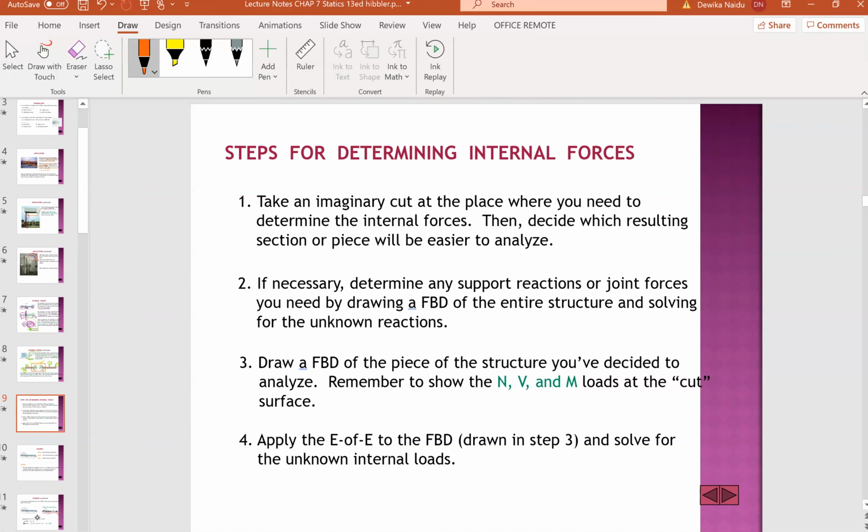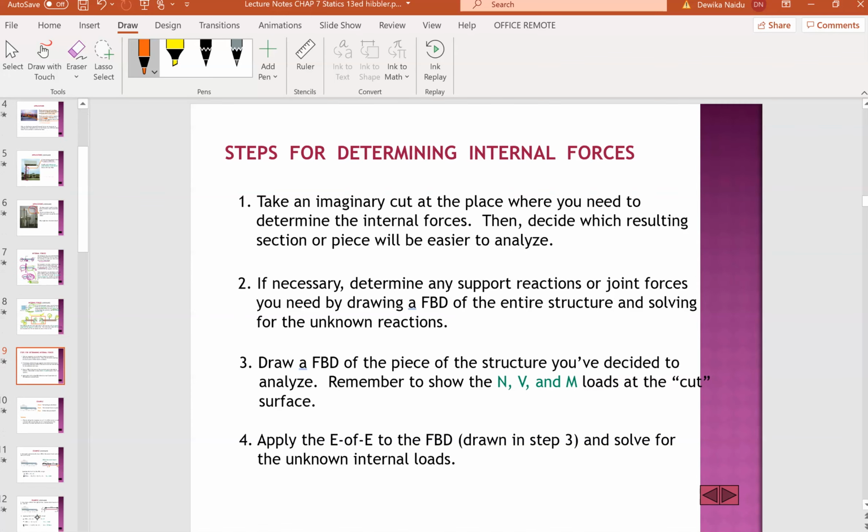Steps in determining the internal forces. First, take an imaginary cut at the place where you need to determine the internal force. Mostly the question will tell you where to cut. If necessary, determine any support reactions or joint forces by drawing the free body diagram.